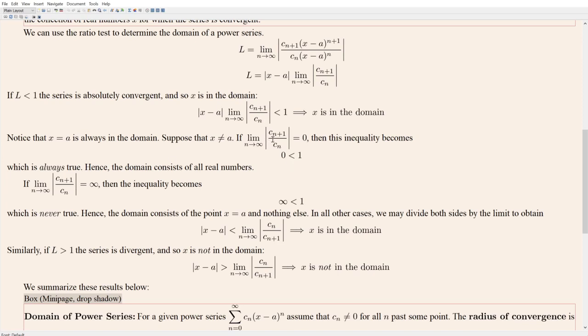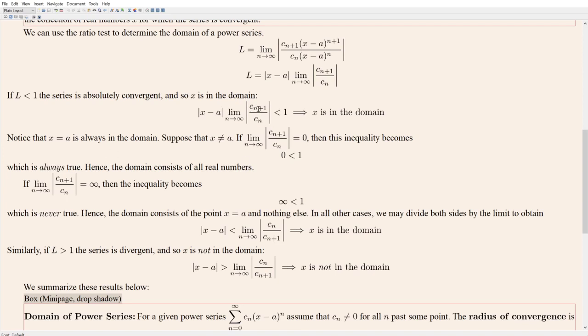Well, if this limit is equal to 0, then once again we end up with the inequality 0 less than 1, which is always true. So if this limit is equal to 0, then that means all x's are inside the domain. It doesn't matter what value of x you plug in here, we're always going to end up with the inequality 0 less than 1, which is true. And hence the series will always be absolutely convergent.